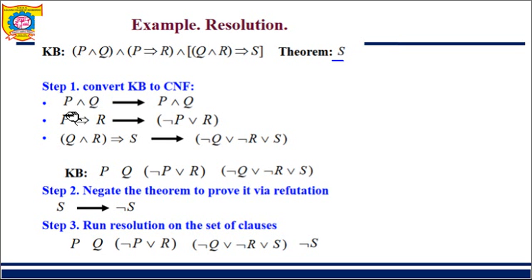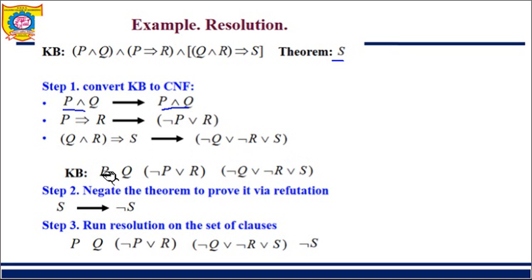So I'll take the first clause of it. First clause is P and Q. So P and Q is already in CNF, don't do anything. Next is P implies R. So I write it as negation of P or R. The third one is Q and S implies S. So we have also opened it and converted it into CNF. After converting into CNF, take all the clauses.